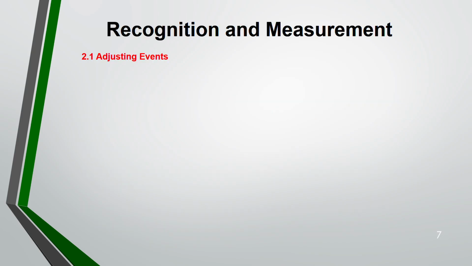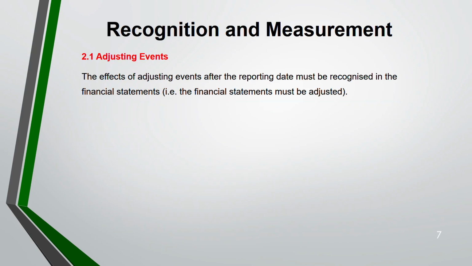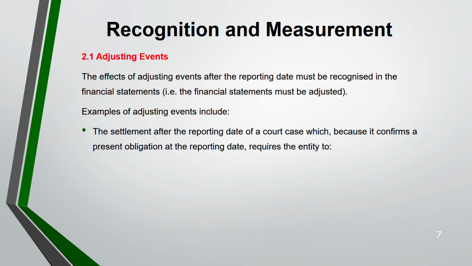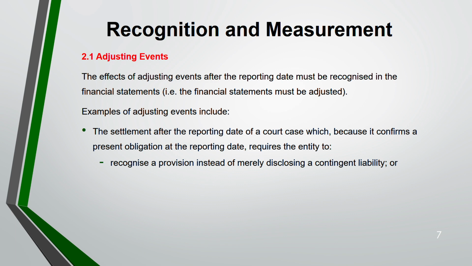Okay, now let us go through adjusting events. So an adjusting event you have to recognize in the financial statements. That means you have to adjust your financial statements. These are the examples of adjusting events. Settlement after the reporting date of a court case, which, because it confirms a present obligation at the reporting date, requires the entity to recognize a provision instead of disclosing a contingent liability. So what do you have to do? You have to recognize a provision, or adjust the amount of the provision already recognized. One of these two will happen.